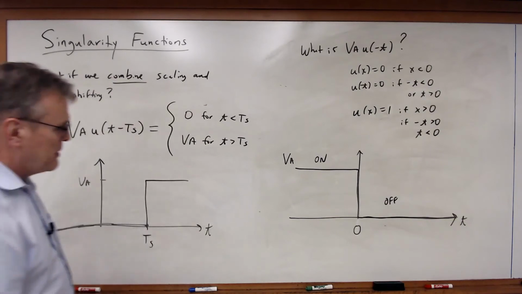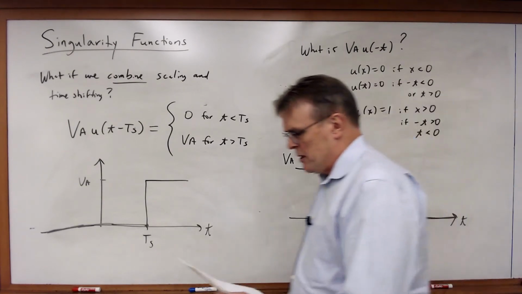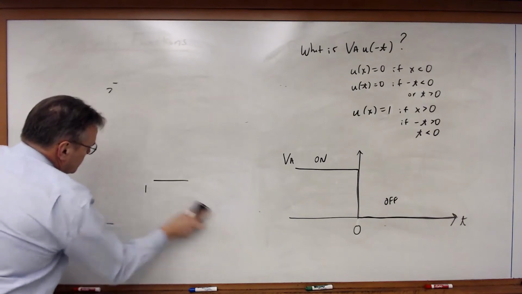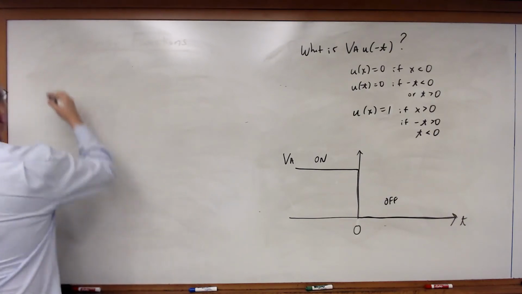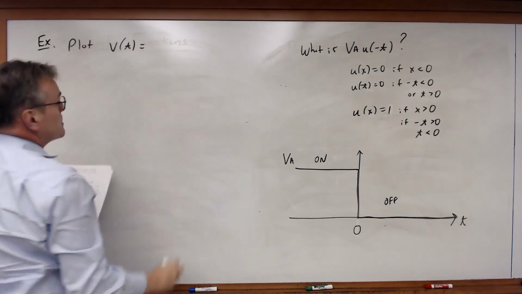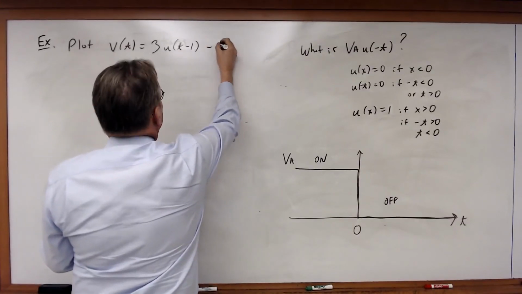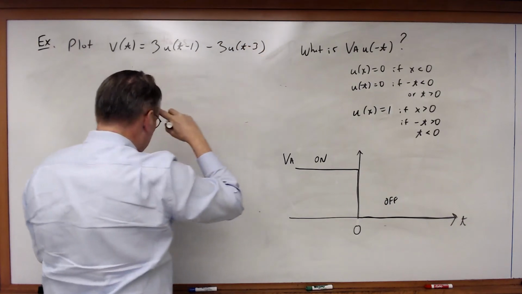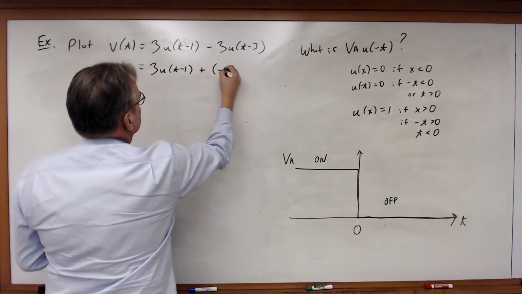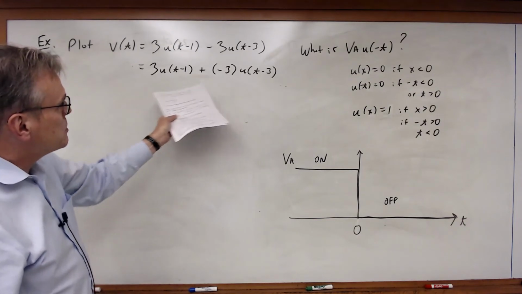You can even go further than this, incidentally. I just want to mention you can actually make some pretty complex waveforms using the unit step function. So for example, let's plot the following. Let's plot V of t, some voltage with respect to time, is equal to 3 times u of t minus 1 minus 3 times u of t minus 3. Or you can rewrite this as u of t minus 1 plus minus 3 times u of t minus 3. So clearly this is the superposition of two different voltages.